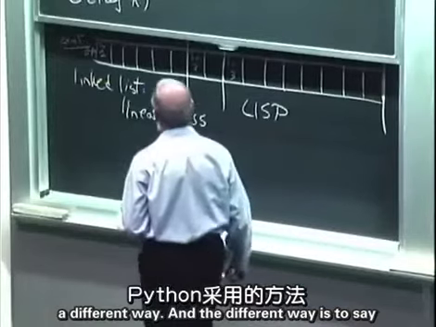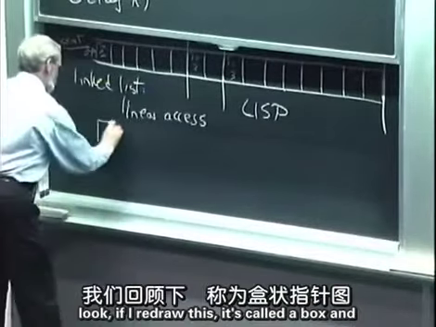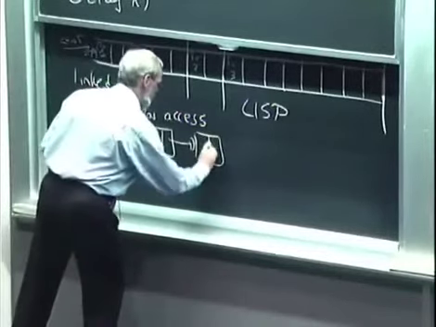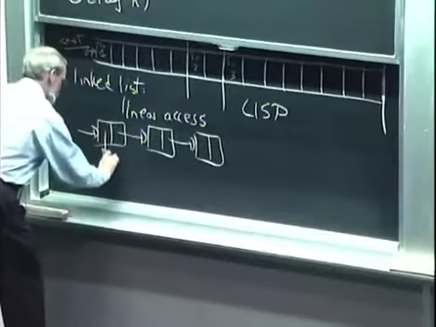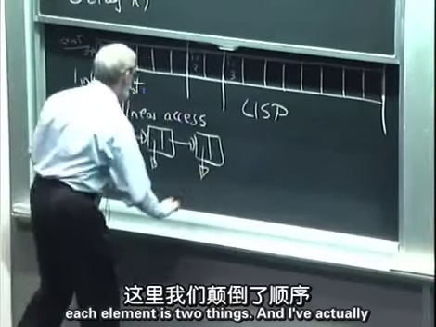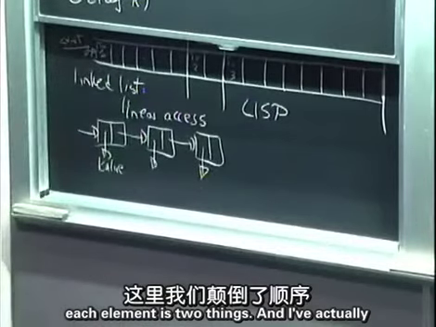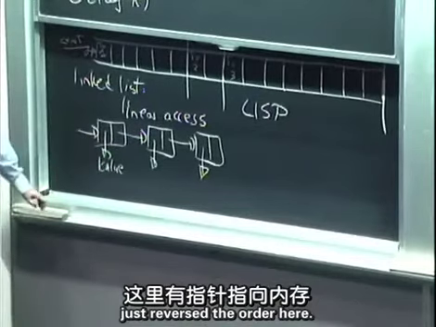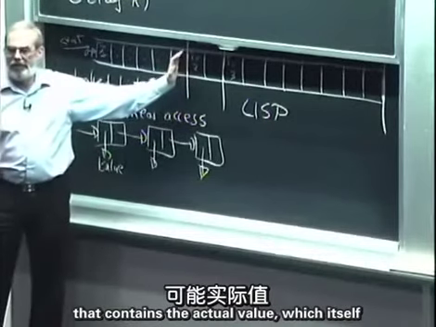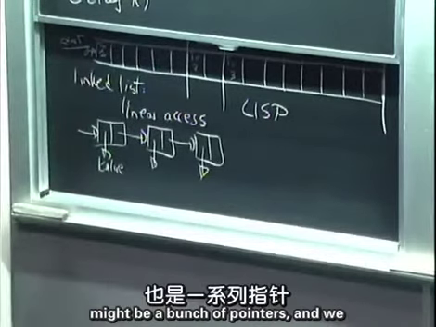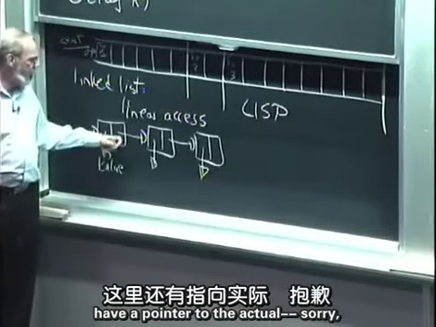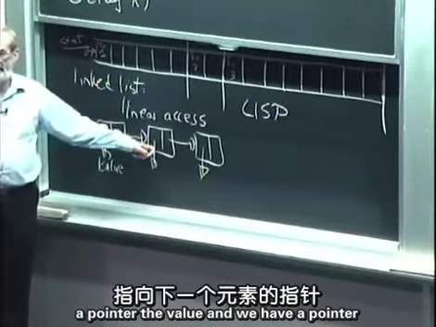And the different way is to say, look, if I redraw this, what's called a box and pointer diagram, what we really have for each element is two things, and I've actually just reversed the order here. We have a pointer to the location in memory that contains the actual value, which itself might be a bunch of pointers. And we have a pointer to the next element in the list.